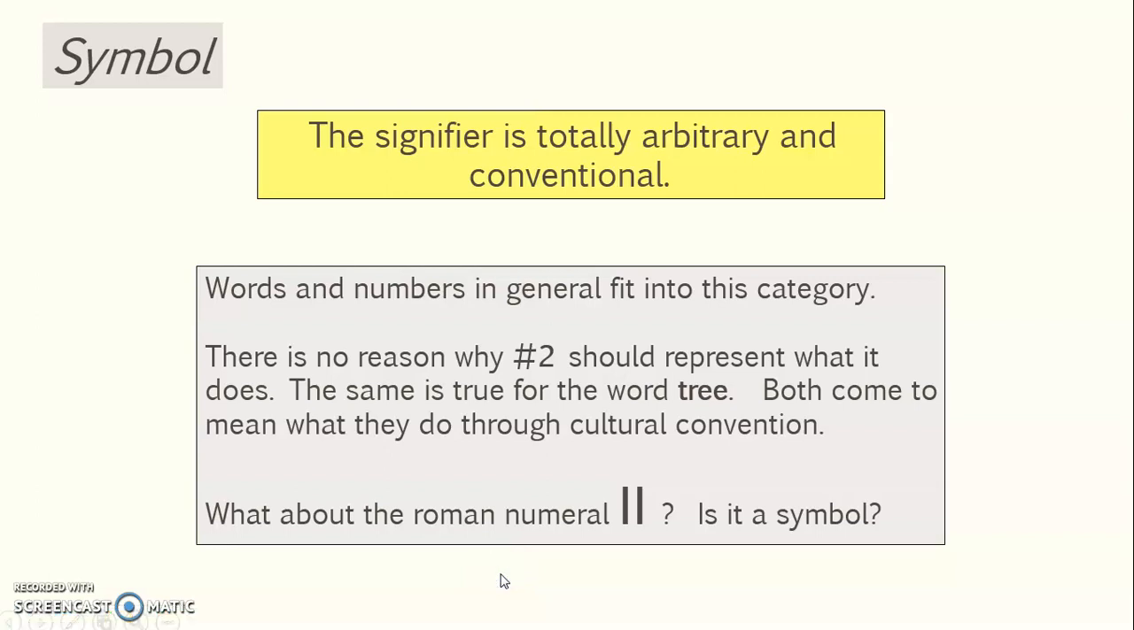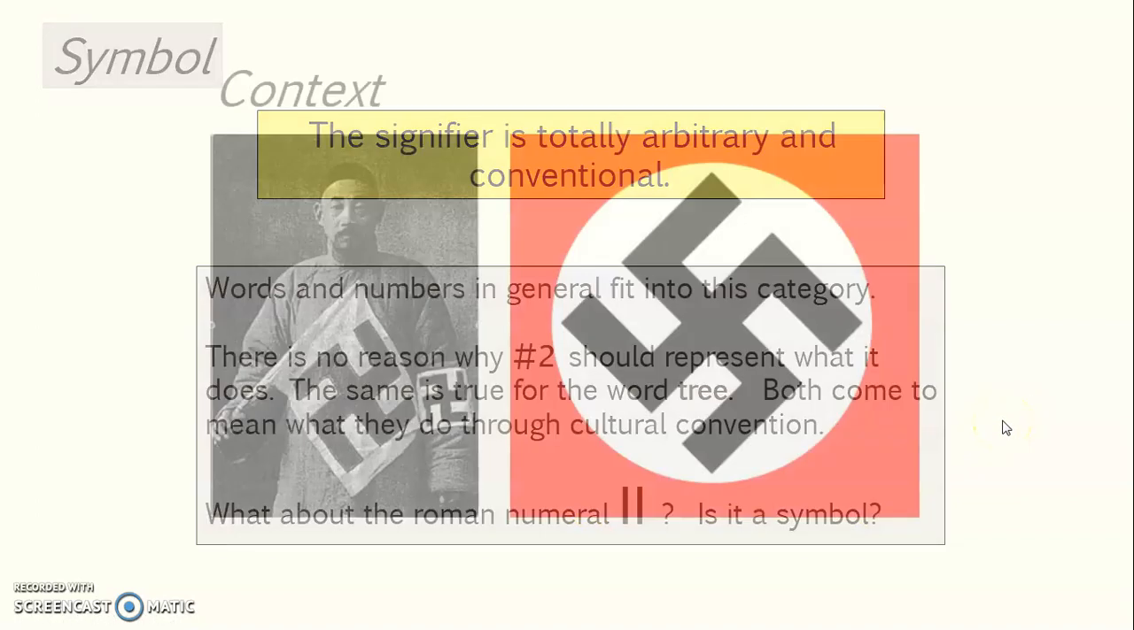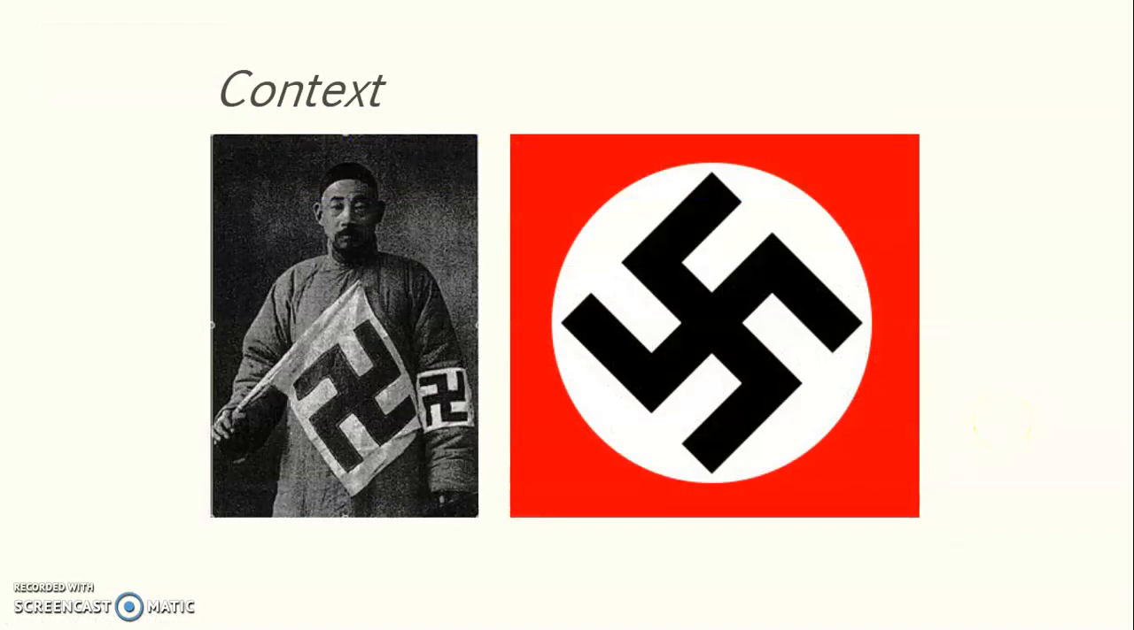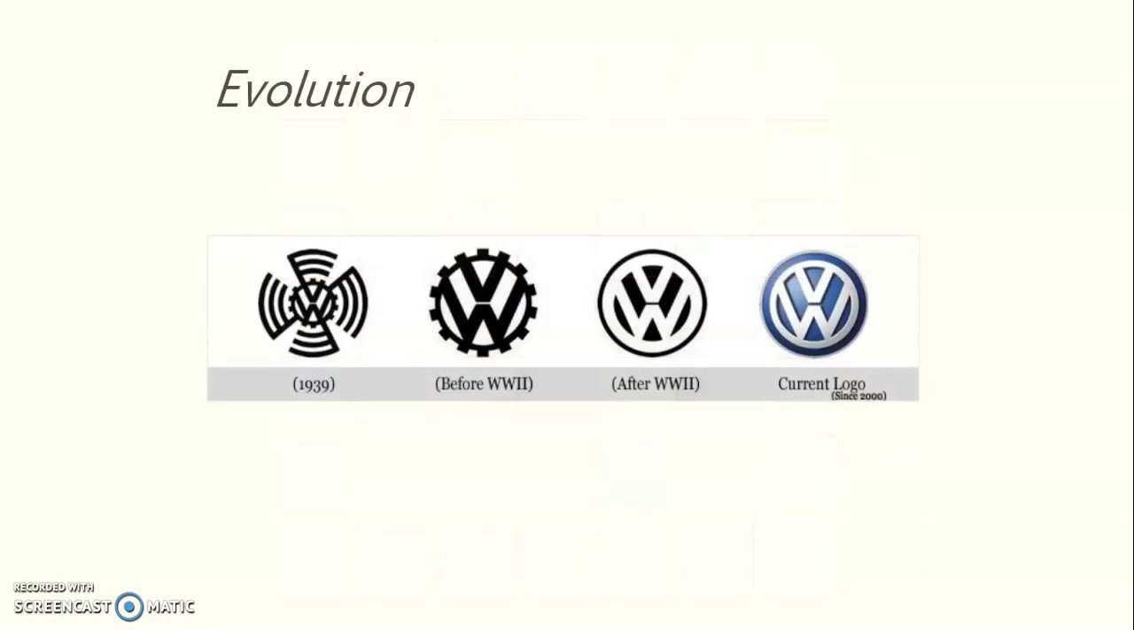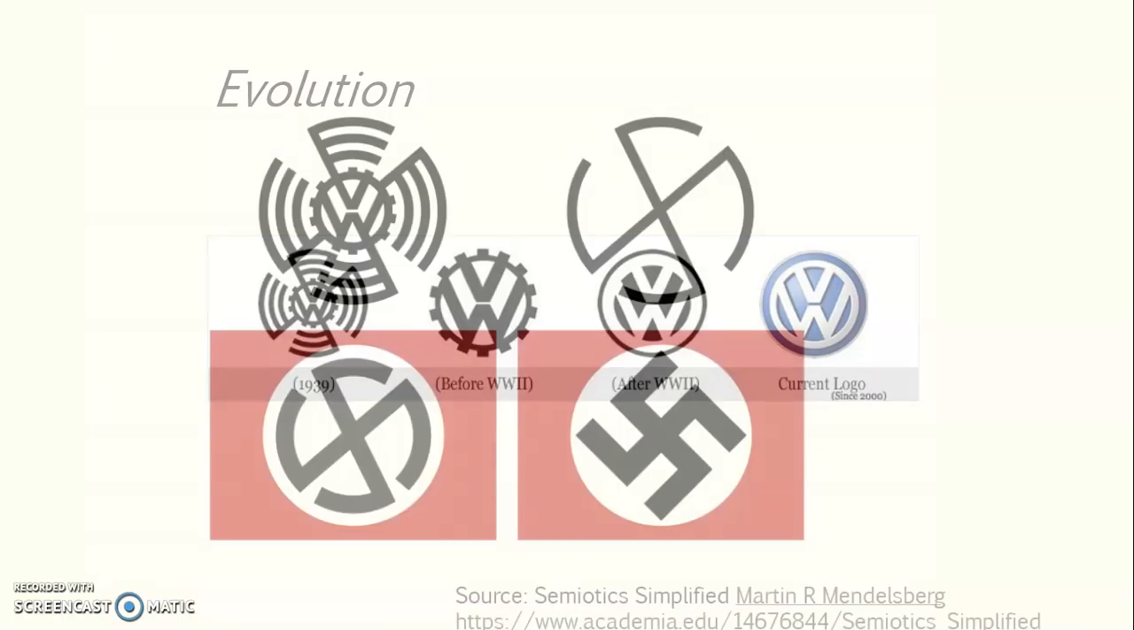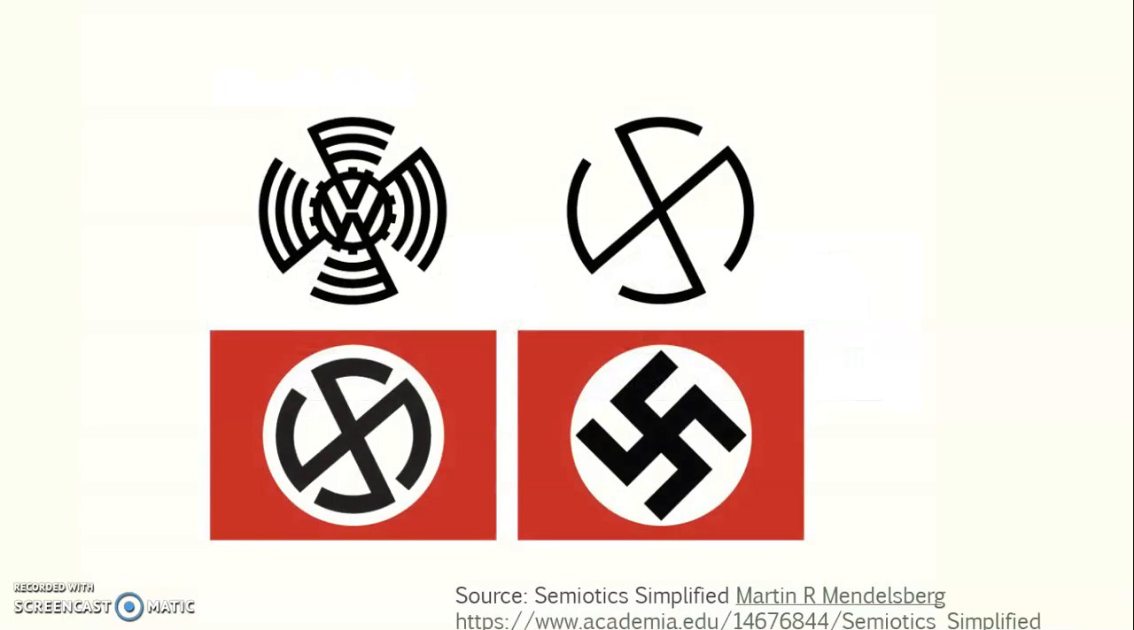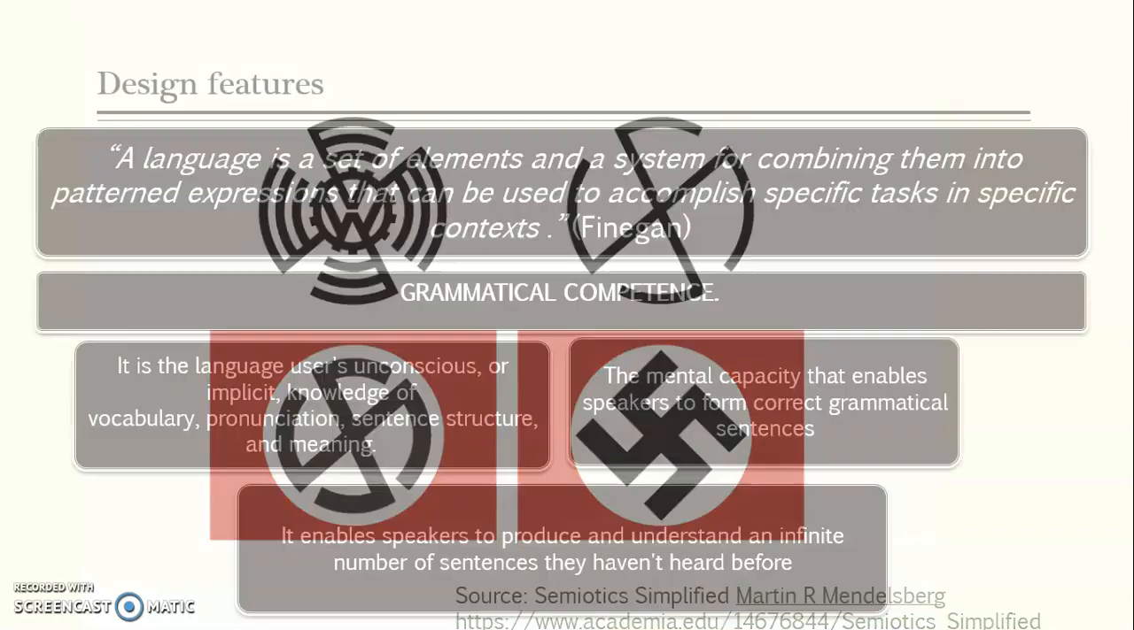Going on with this idea of symbol, sorry, it was interrupted. Words and numbers, as I said, generally fit into this category because it's totally arbitrary. So the same is true for the word tree. Both come to mean something when they go through cultural convention. Have a look at how symbols work within a context, the meaning they carry by being in a context, and how they change, the evolution. This was taken from Semiotics Simplified, from a PowerPoint.